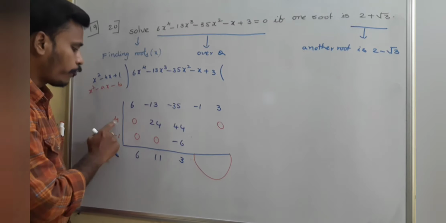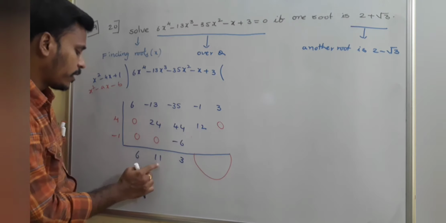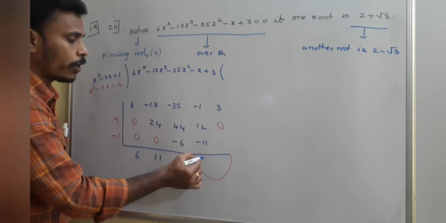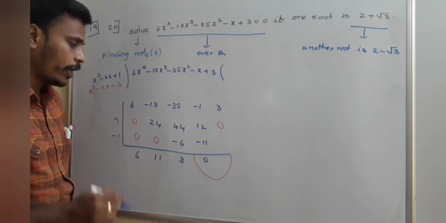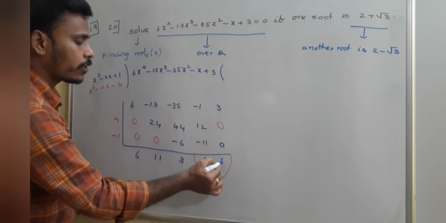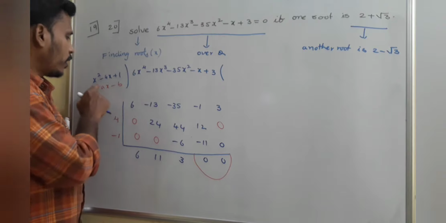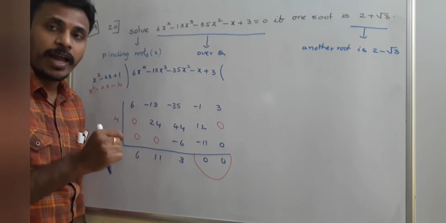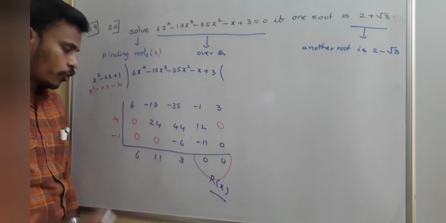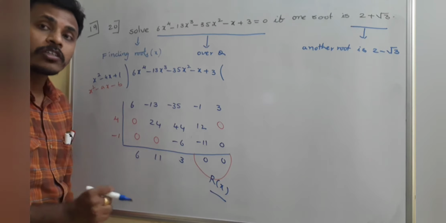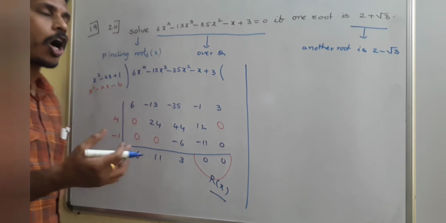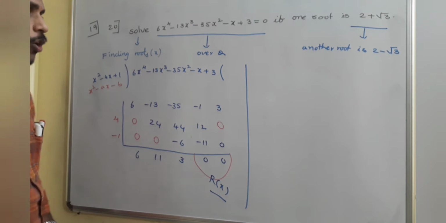Next, 3 into 4 is 12. And then this 11 into minus 1 is minus 11. So 12 minus 12 is 0. This part is 0. Right? Very good. And then this 0 into minus 1 is 0. This part is also 0. As they mentioned, this x square minus 4x plus 1 is a factor. For sure you will get remainder as 0. So the remainder polynomial is 0, and this is what? Quotient polynomial. So finally, from this synthetic division, or you may go with the usual division, that's your choice.